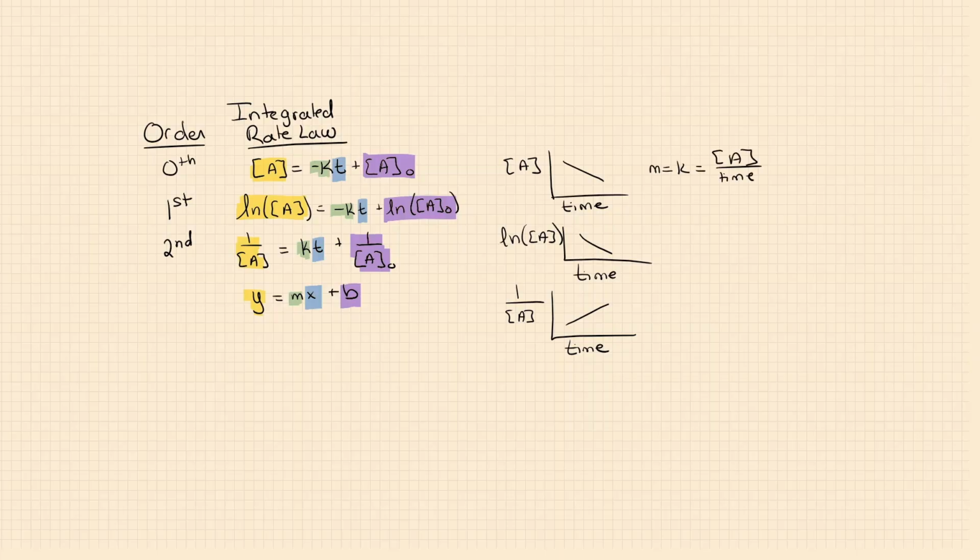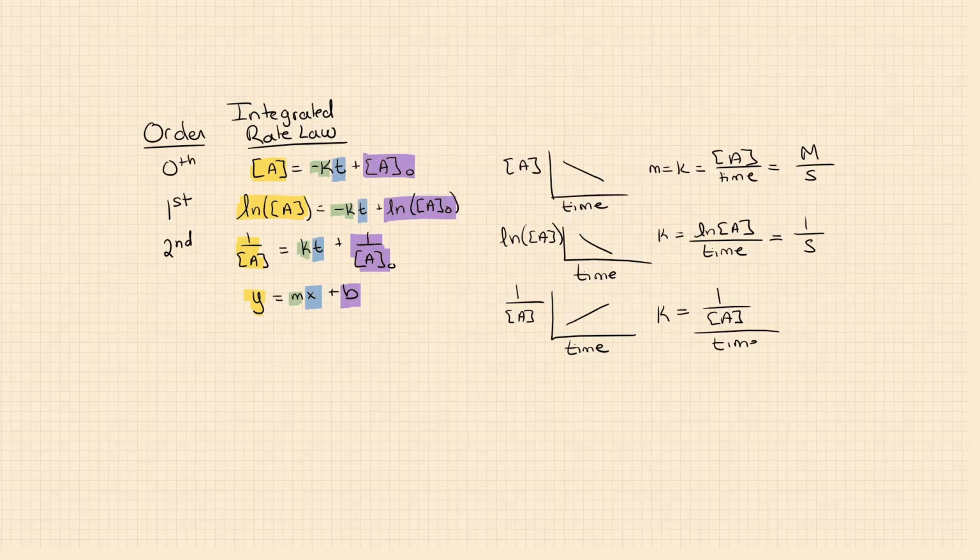For zero order, concentration over time gives us molarity per second. For first order, we have to remember that natural log has no units, so natural log of concentration over time is really just 1 over time. And the way you can remember that is the natural log likes to go au naturel. Or the L kind of looks like a 1, so if you just erase everything else next to it, you get 1 over seconds. And for the second order reaction, we have 1 over concentration over seconds.